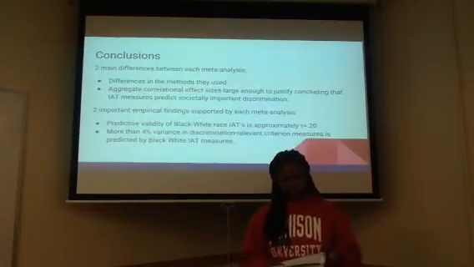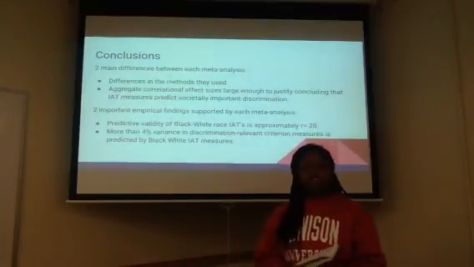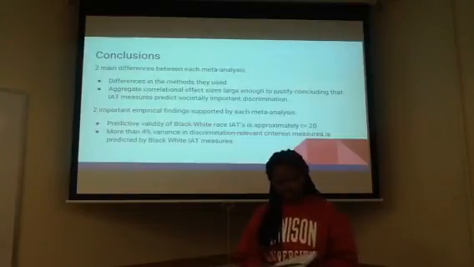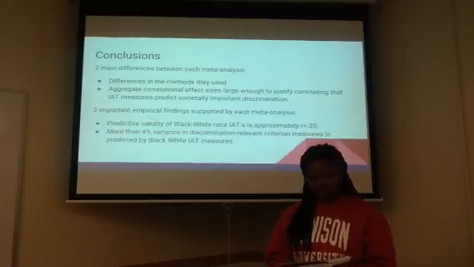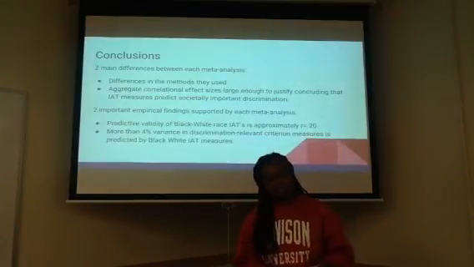Both of the studies agreed that the predictive validity of the black-white IAT is approximately at 0.20, and that there was an agreed expectance that more than 4% of variance in discrimination relevant criterion measures is predicted by black-white race IAT measures.